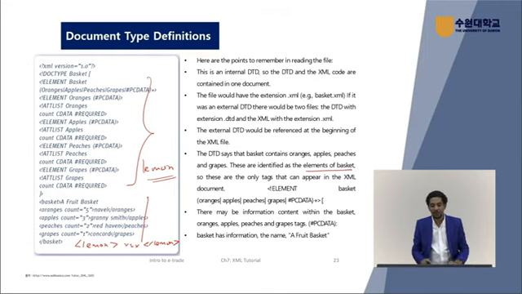So there may be information content with a basket, orange, apples, peaches, and grapes. That is PCDATA, and basket has information, and the name is a fruit basket, right? So this is the name of the basket.